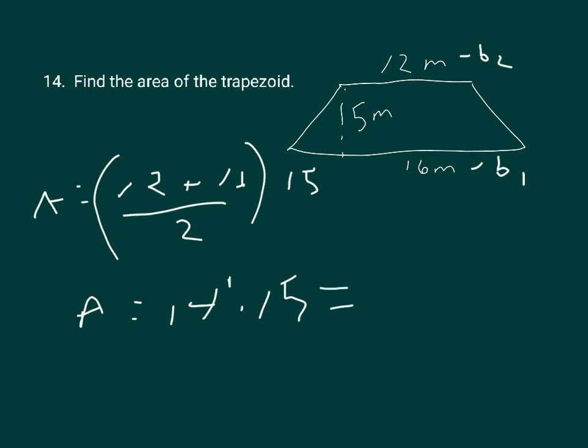And this is actually meters, so put that in there. So we can kind of see that when we get to 210, it's square meters, which area should be in square units.